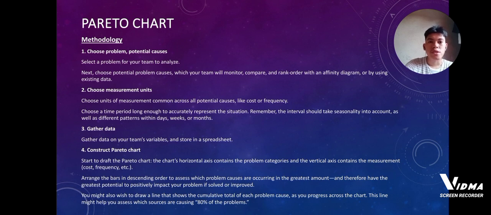Start to draft the Pareto chart. The chart's horizontal axis contains the problem categories and the vertical axis contains the measurement, such as cost, frequency, etc. Next, arrange the bars in descending order to assess which problem causes are occurring in the greatest amount and therefore have the greatest potential to positively impact your problem if solved or improved. Then you might also wish to draw a line that shows the cumulative total of each problem cause. As you progress across the chart, this line might help you assess which sources are causing 80% of the problem.